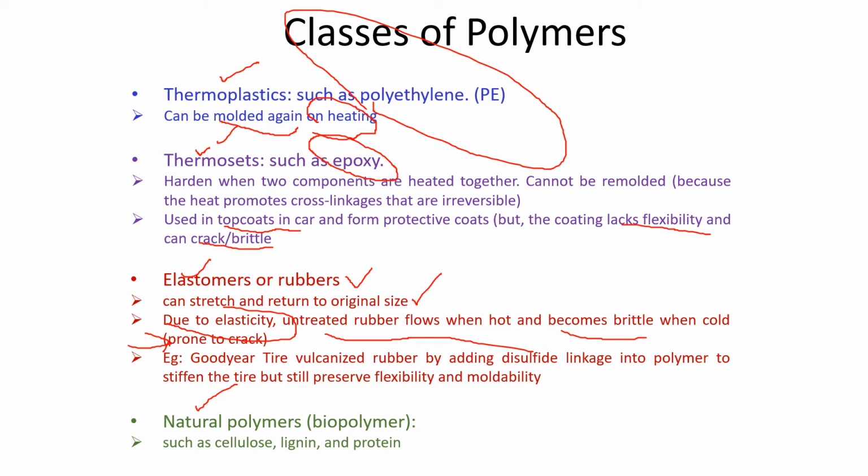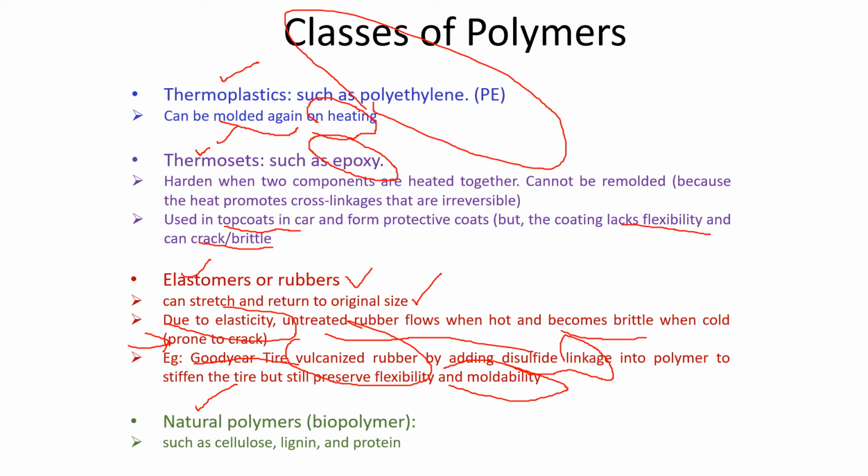road. If you buy a branded one, the branded one will vulcanize the rubber by adding carbon disulfide to increase the linkage in the polymer, so that the tire can be stiffened but still preserve flexibility and moldability. So that's why it's very important to buy a good brand of tire rather than the fake one.